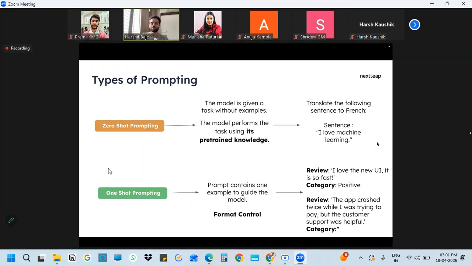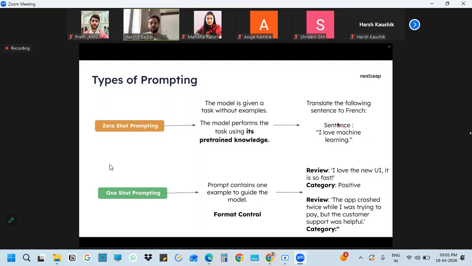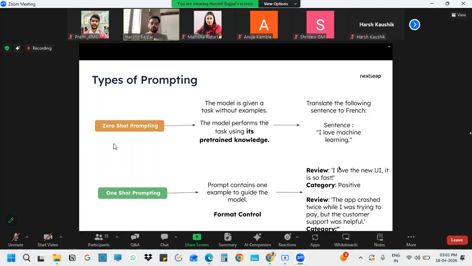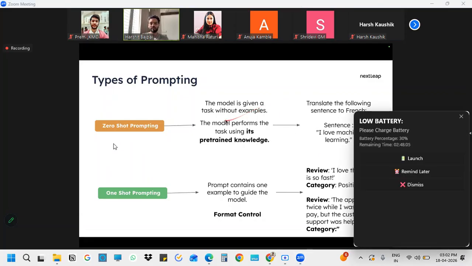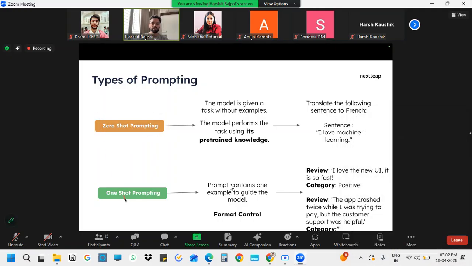I'm not giving an example of the sentence. I'm not giving the French translation, and I'm not providing another sentence to it. I'm telling it to give the response in French. I'm directly asking for output. I am not providing any examples. If you don't provide any examples, it is called zero shot prompting.